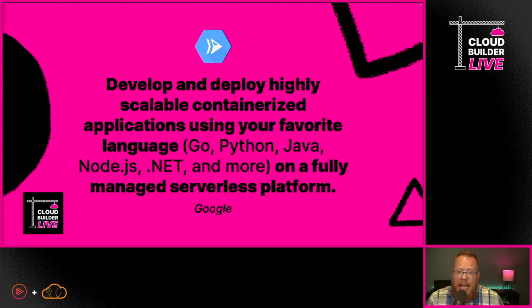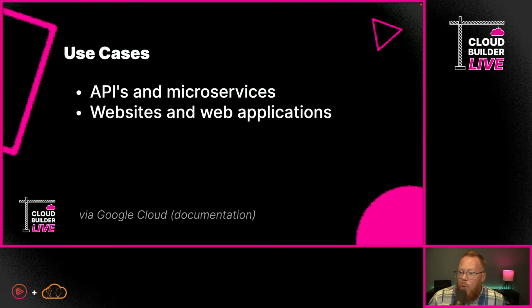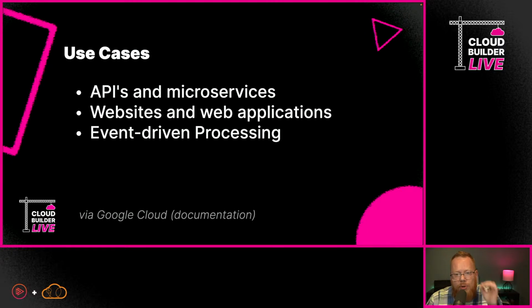And so Google actually defines the use cases where Cloud Run works well. The first is APIs and microservices. That's great because that's what we're doing today, right? This is what we're going to be building here. So if we want to do a normal HTTP based API, then we can do this with Cloud Run. We also can do something like websites and web applications or event driven processing. We're going to talk about this a little bit at the end when we talk about next steps and other things that you can build with this.